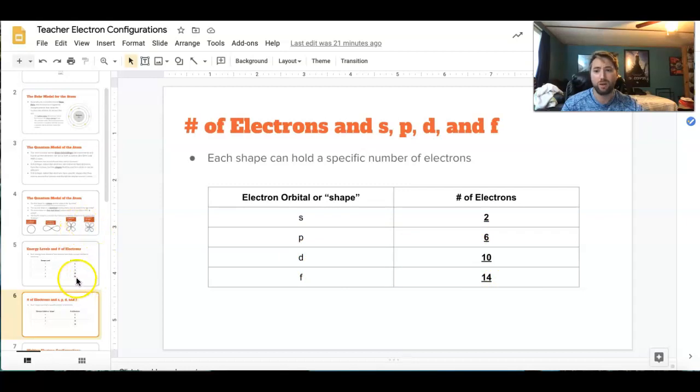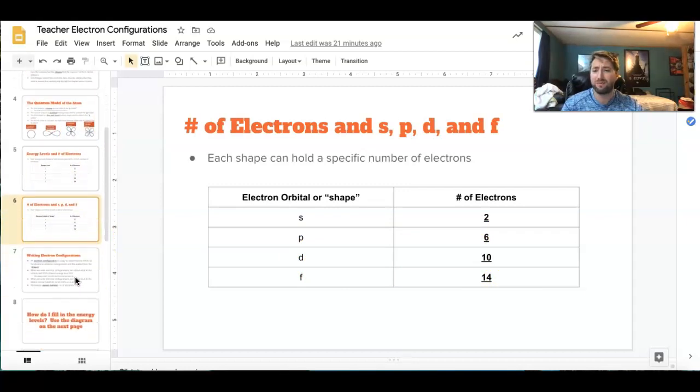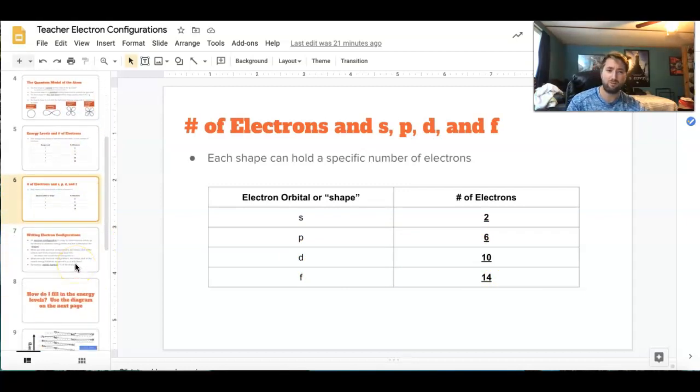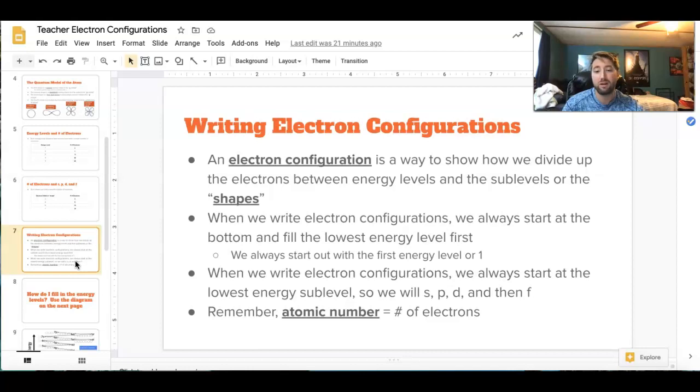I know this is weird and odd, and you just have to have a very light grasp on what we're talking about here to do these things called electron configurations. Electron configurations are a way to show how we divide up the electrons between these different energy levels and the sublevels or the shapes. So if you see the words sublevel, orbital, shape, all of those are the same thing, and they're talking about S, P, D, and F.